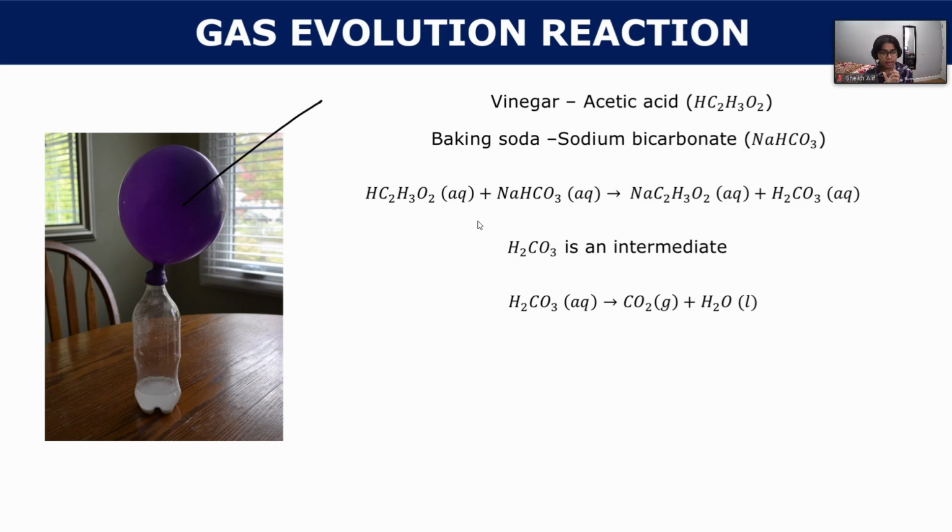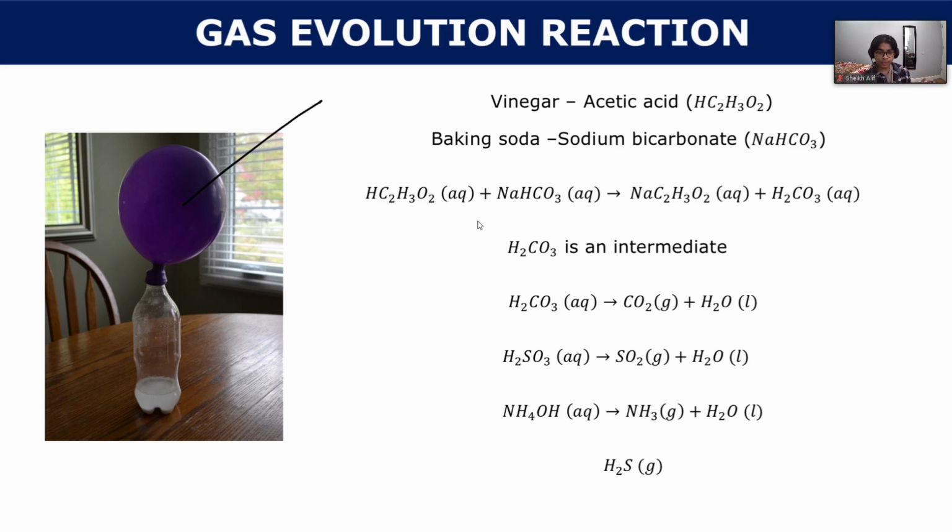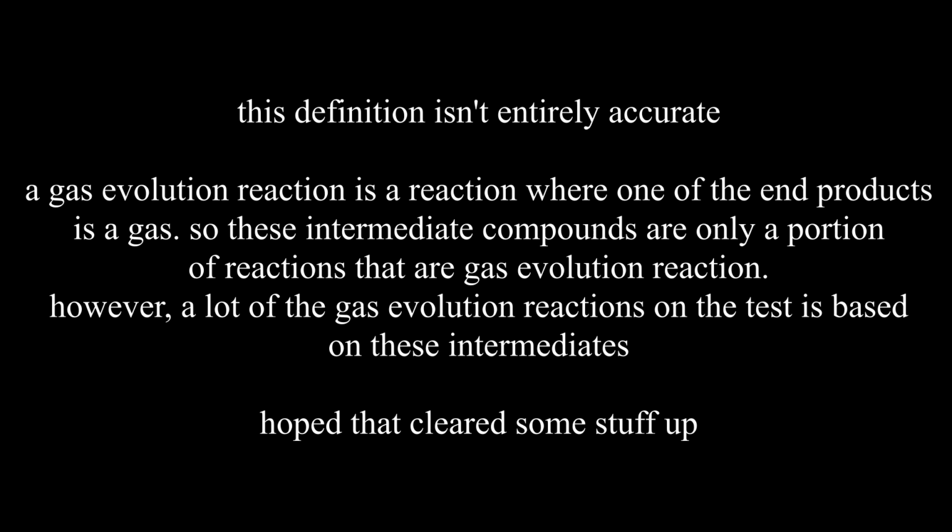And so just how H2CO3 is an intermediate, we're going to have a couple more: H2SO3, NH4OH, and H2S. So if you see any of these products, then that means you are going to have a gas evolution because they are intermediates and eventually they break down into gases. And so a gas evolution reaction is a reaction that produces one of these intermediates.